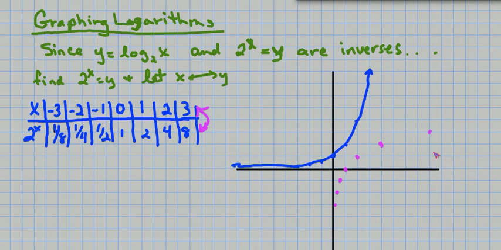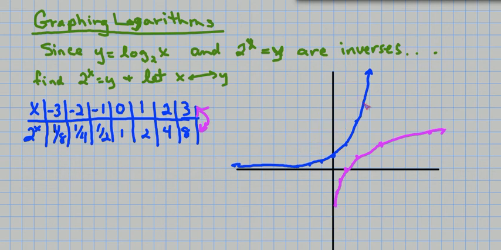So now this time we get a picture that looks something like this. And this time our y-axis becomes an asymptote. Now again, if we look at just some of these positive values here, we had 0, 1, we had 1, 2, we had 2, 4, we had 3, 8.